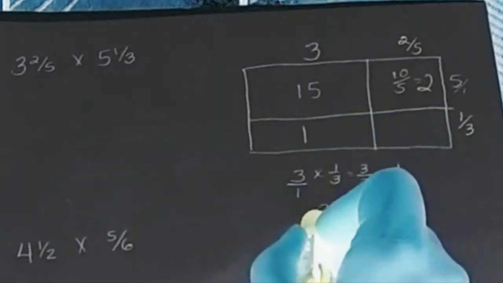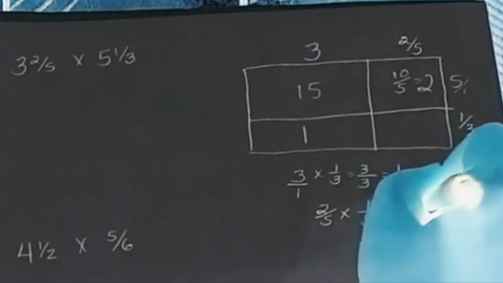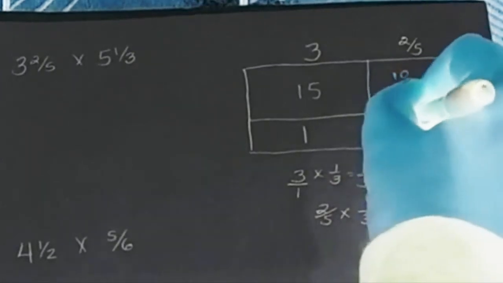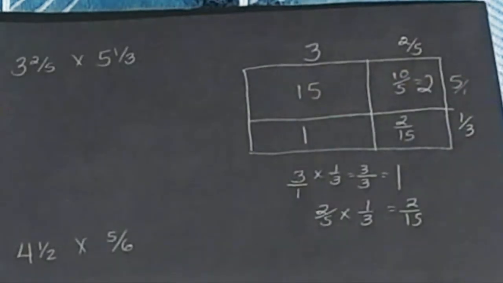So now I'll go ahead and do 2 times 1 is 2. 5 times 3 is 15. So that one's 2/15. I like this. This only ends up having like one fraction, which is easy to add.